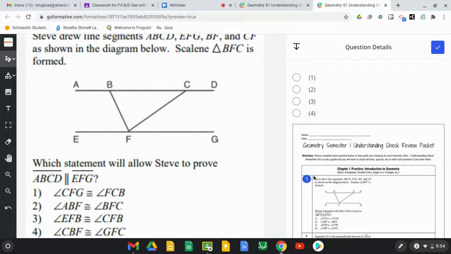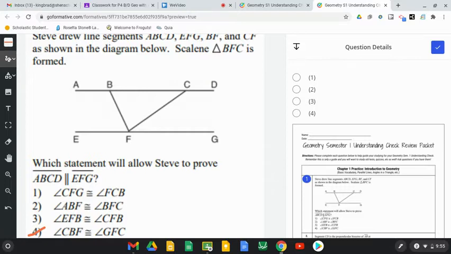So parallel lines, I'm thinking about alternate interior angles, alternate exterior angles, corresponding angles. I'm trying to find one of those pairs. I'm going to start by looking at number 4. So I'm going to go CBF. So that's this angle. And GFC. So I'm going to ask myself, are these alternate interior, alternate exterior, or corresponding angles? No, they're neither of those. So it cannot be number 4. So that one's gone.